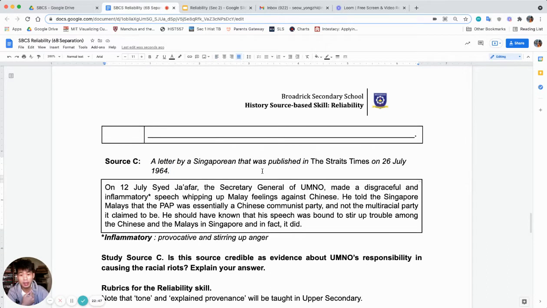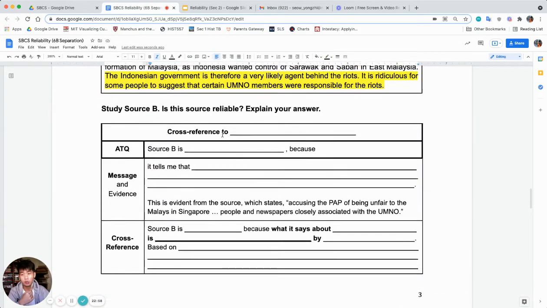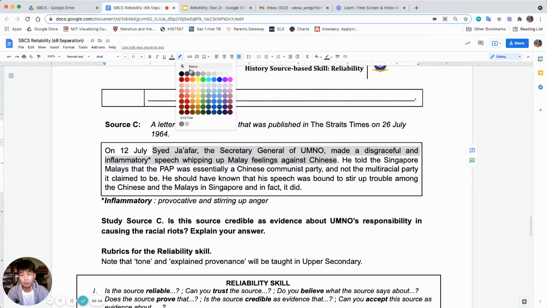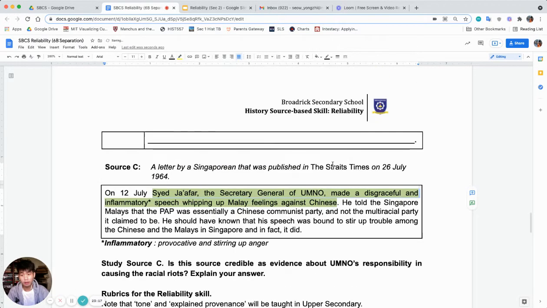Source C is a letter. Source C is certainly better than source B, right? Because source B is untrustworthy, as I know that the leader of UMNO is definitely going to protect UMNO. So source C, Syed Jaafar, made a disgraceful and inflammatory speech. So here, the tricky part is I need to know that Syed Jaafar is part of UMNO. And thanks to source C, I have my cross-reference, right? Source C says, is UMNO responsible? Yes. His speech was bound to stir up trouble, and it did.